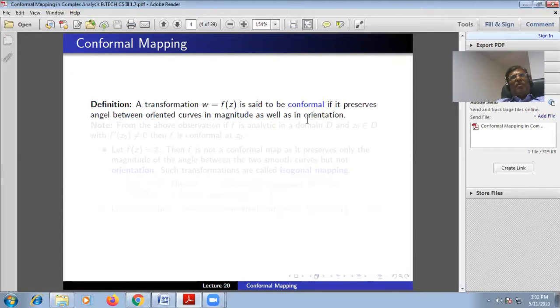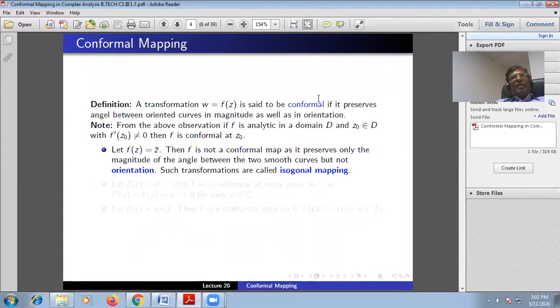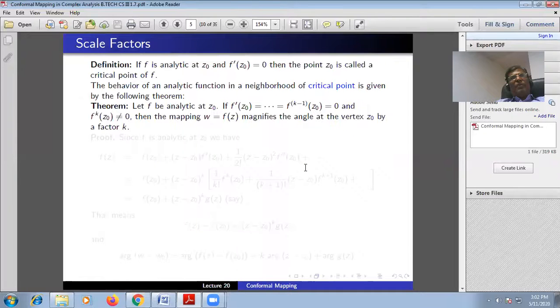Here is the definition of conformal mapping, isogonal mapping. I hope you can write this and enjoy what the conformality of mapping is in complex analysis.